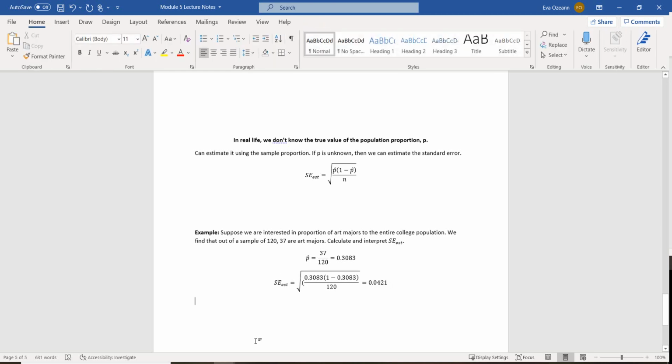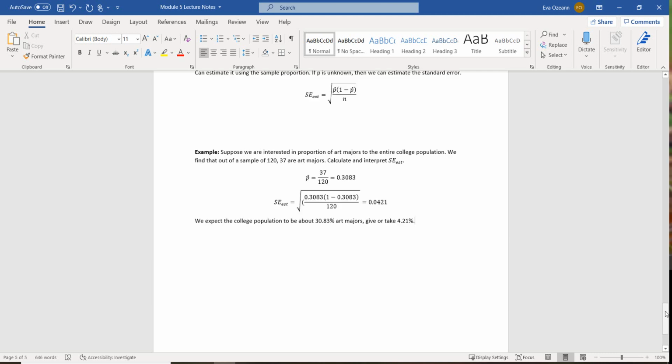Now the interpretation is we expect the college population to be about 30.83% art majors, give or take 4.21%.